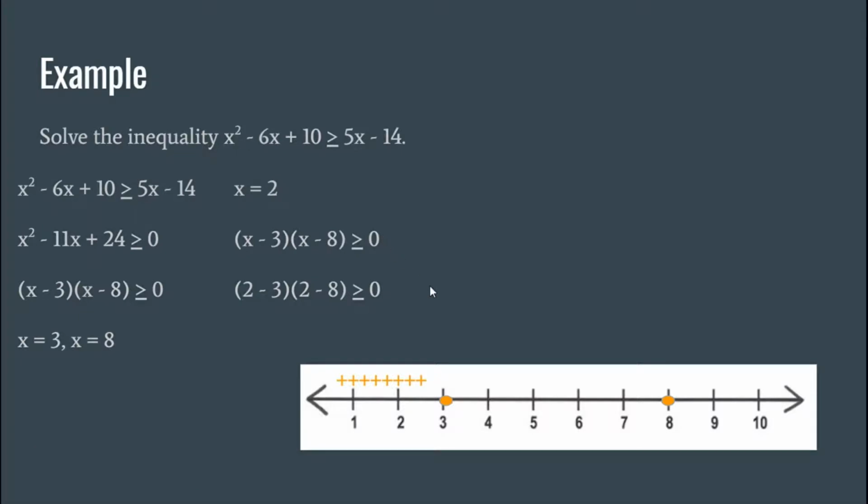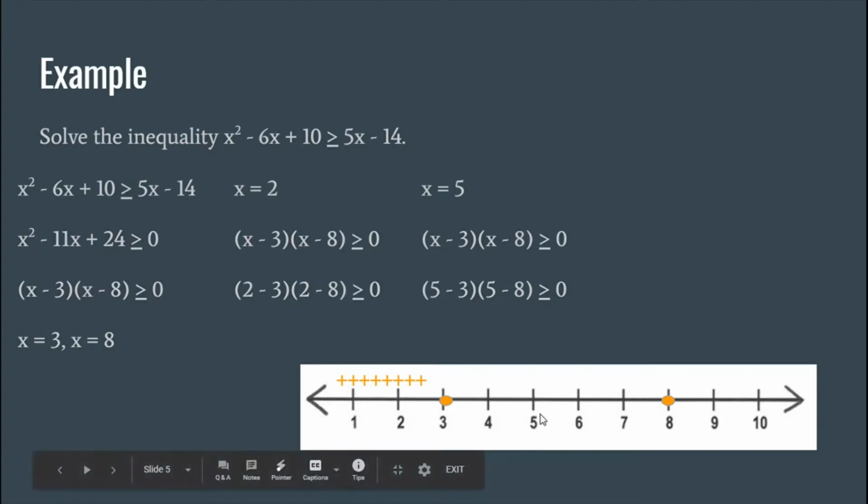Okay, so let's pick something in between 3 and 8 now. I'm going to go with 5. You can pick any value, doesn't matter. Again, start off with this step right here. Substitute in the 5, see what kind of signs we get. So this is a positive, this is a negative. Positive times a negative gives me a negative. So since this is a negative value here, it's safe to assume everything else in between 3 and 8 will also be negative.